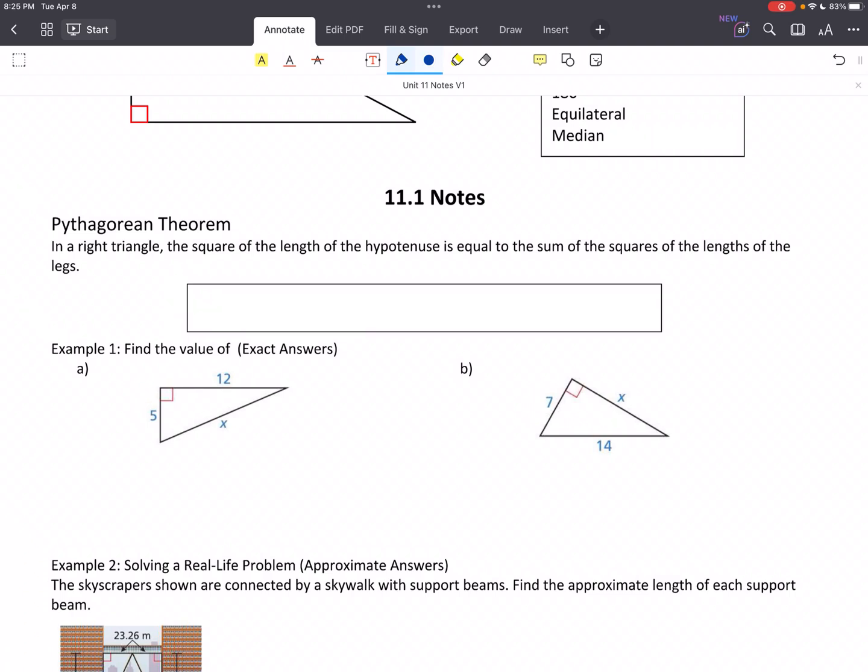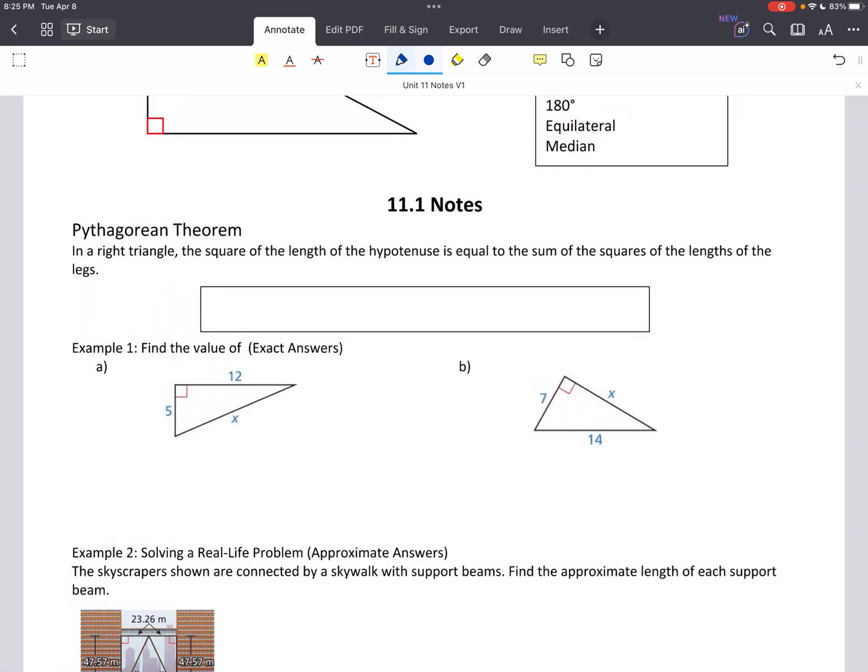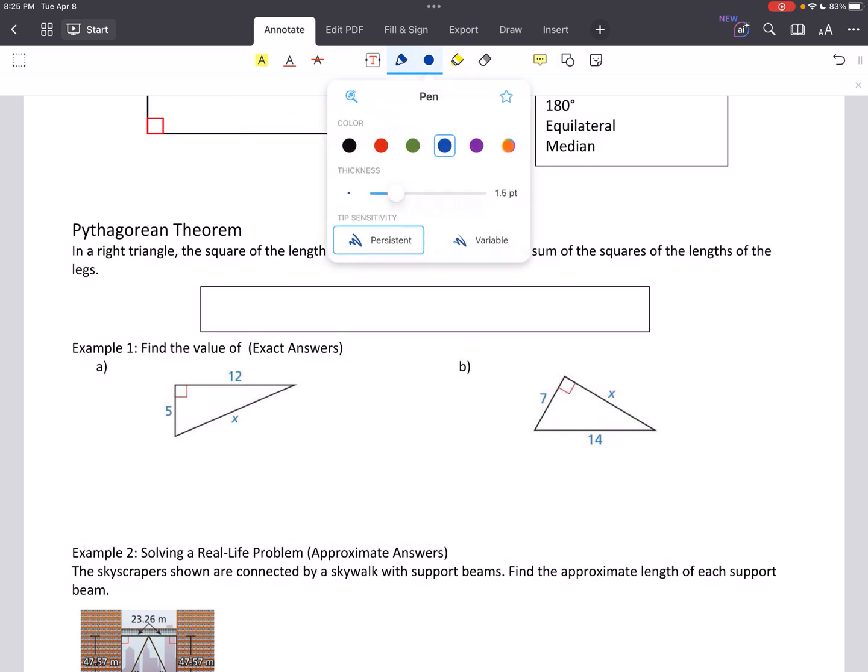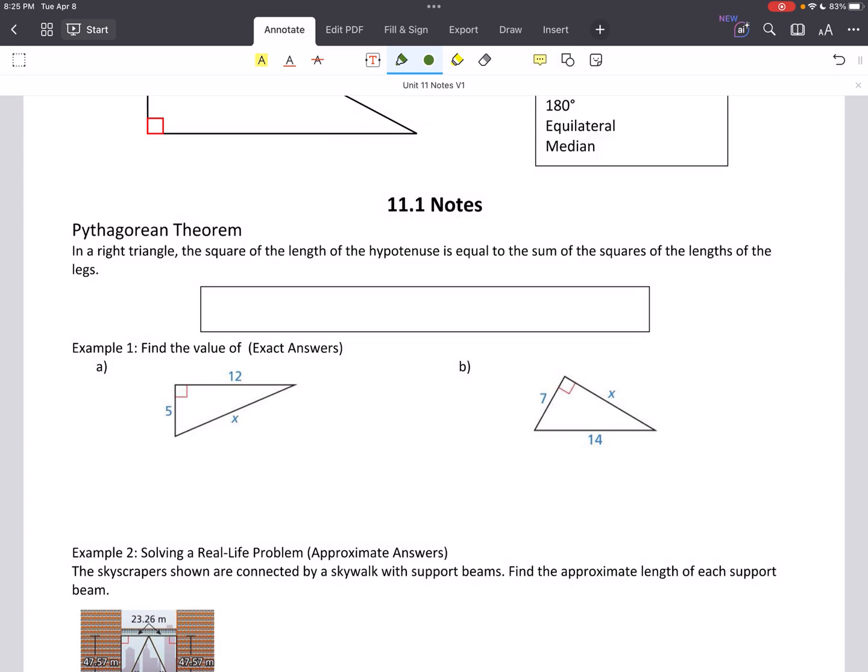Alright guys, this is Unit 11. We're going to talk about what's called trigonometry. Trigonometry just basically means angles and measures of triangles. So, everything we're going to do in Unit 11 has to deal with right triangles. We'll get into non-right triangles next year in Secondary 3.